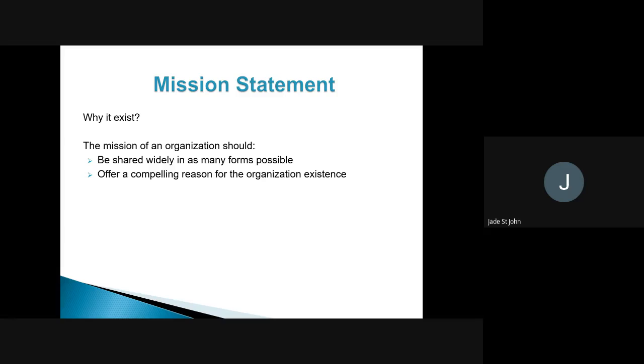Because you know that as a staff member, you would say, okay, the mission of our organization is X, Y, Z, and I truly believe in it, and therefore I will put my best foot forward in reaching the mission of the organization.